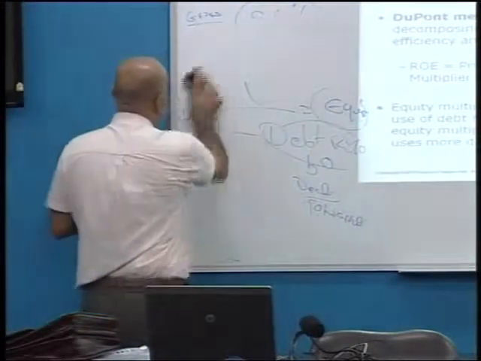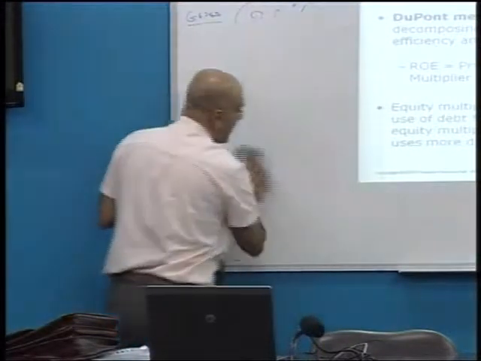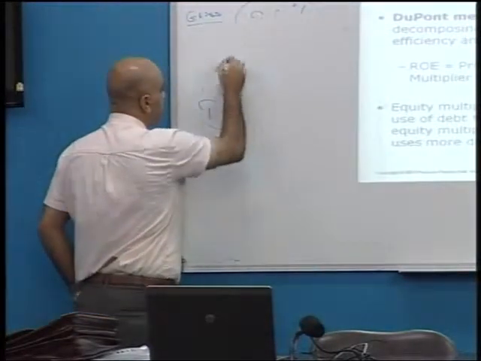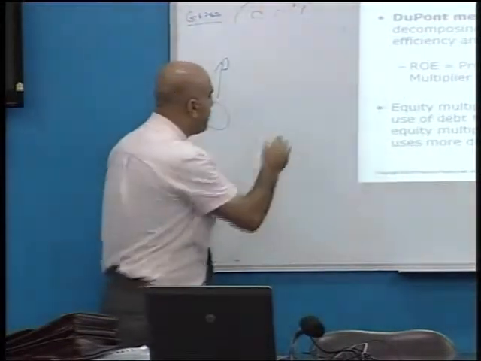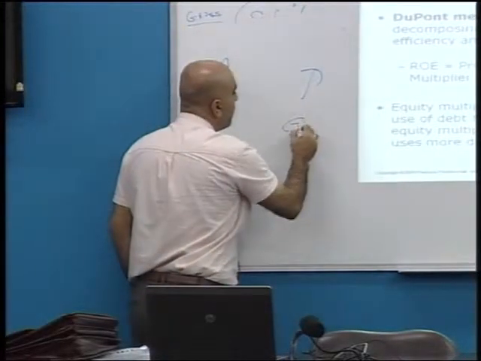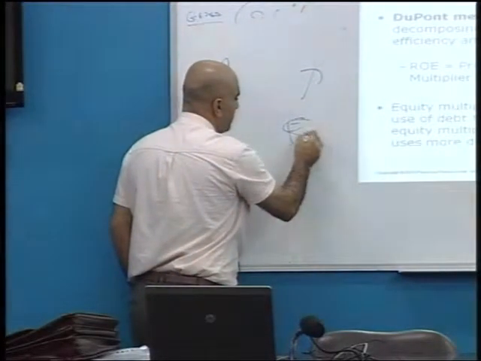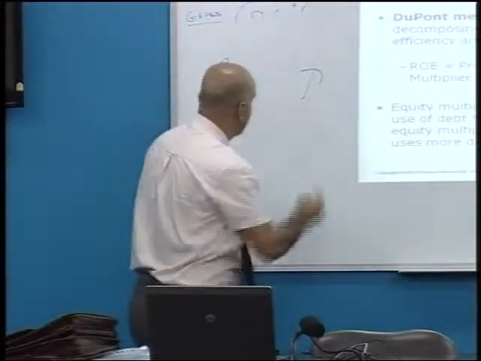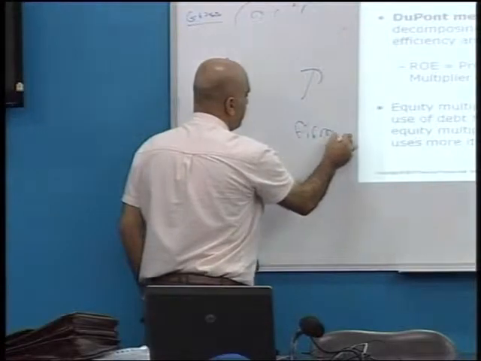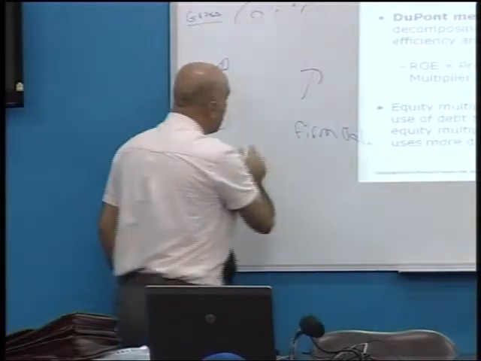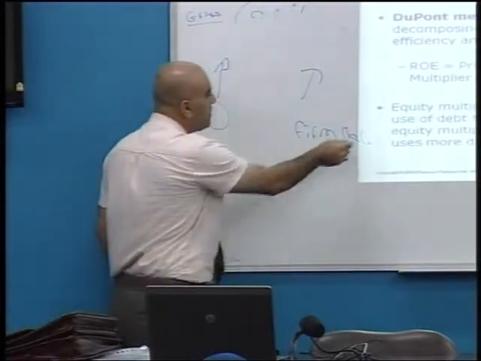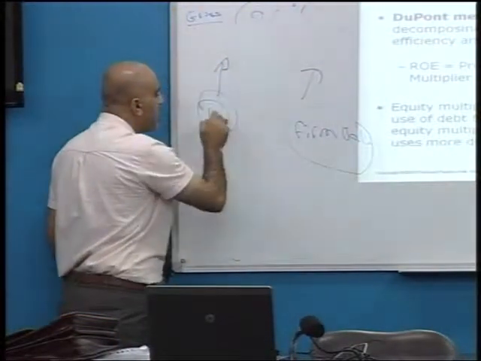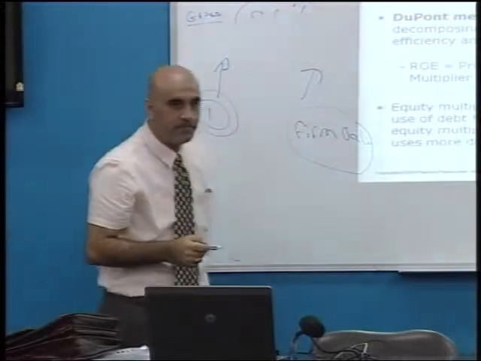And the more debts we have, the more EPS, or firm value. In other words, to maximize the firm value of the business, financial managers are maximizing or increasing the debts.